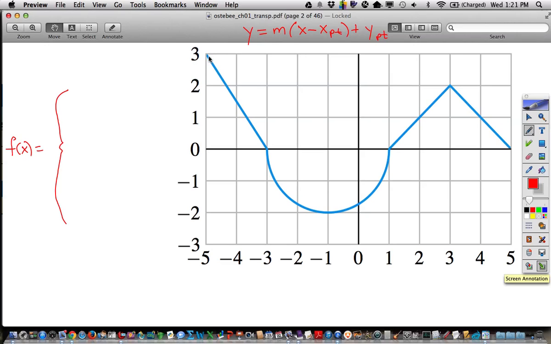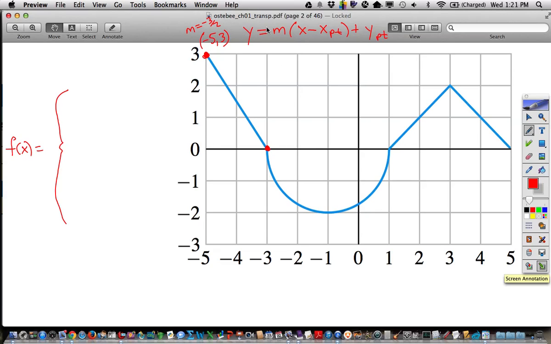So we start with this first piece, which is a line. Well, all we need to write a line is a point and the slope. So let's take this first point. That is -5, 3. That's that point right there. And what's the slope of that line? Looks like it's -3/2. Make sure you get the negative in there because it goes down 3 over 2.